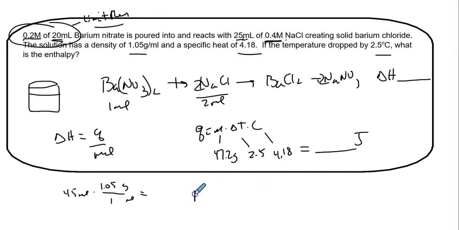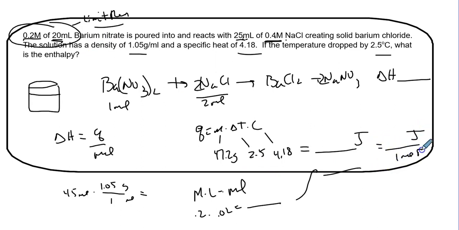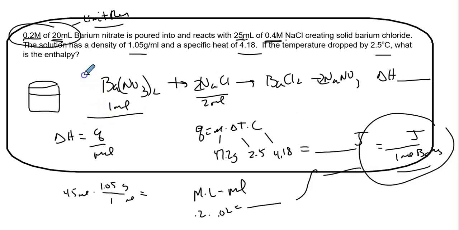So my moles is molarity times liters equals moles. Molarity is 0.2. Liters is 0.02. I know you can calculate that, and this goes in here, and then there you go. Now, because we're basing this on the barium nitrate, it's going to be the joules per 1 mole of barium nitrate. And that is what the reaction runs. So that will be my delta H.